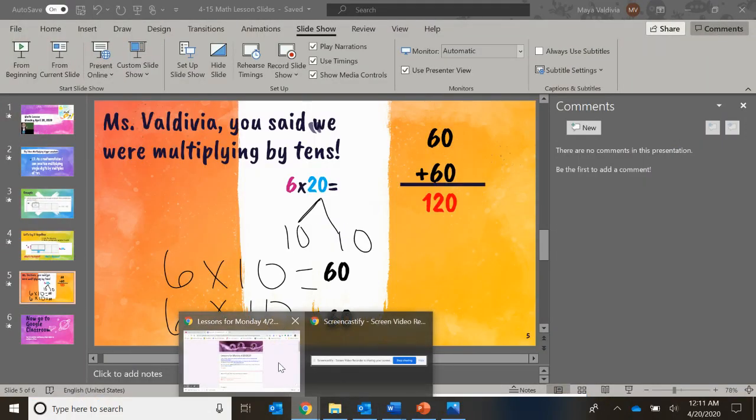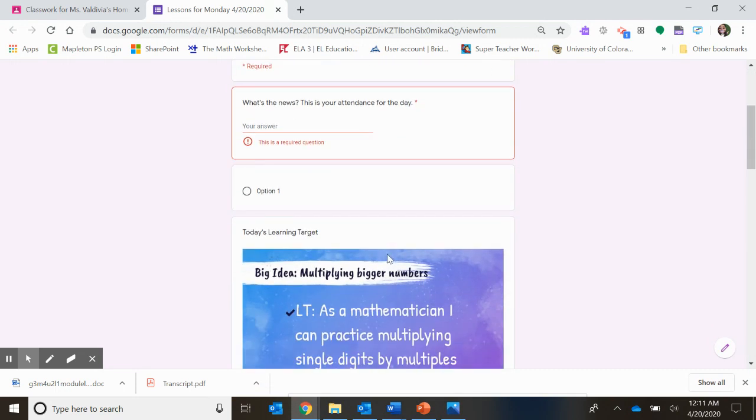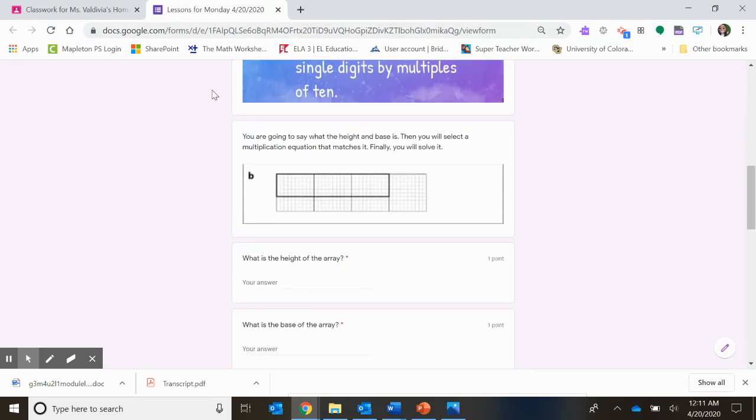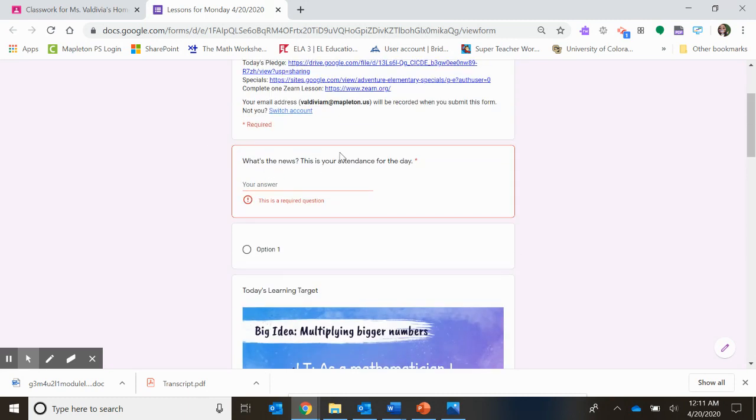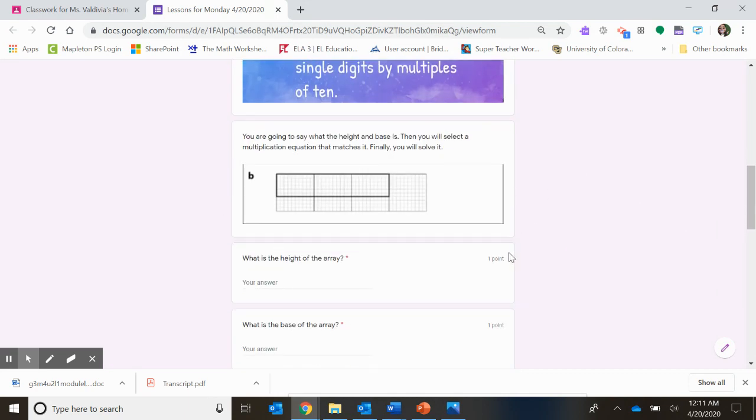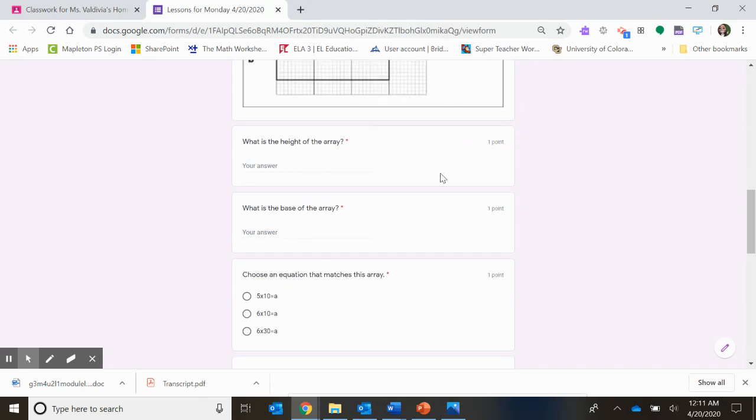Okay, I'm going to show you your quiz. So it goes through, we have our learning target there just to remind us. This one says you are going to say what the height and base is. Then you will select a multiplication equation that matches it. Finally, you will solve it. You'll see the what's the news doesn't have any points. Your target doesn't have any points. The picture, no points. And then we start getting to the questions where we need to answer, and we're seeing the points for it.